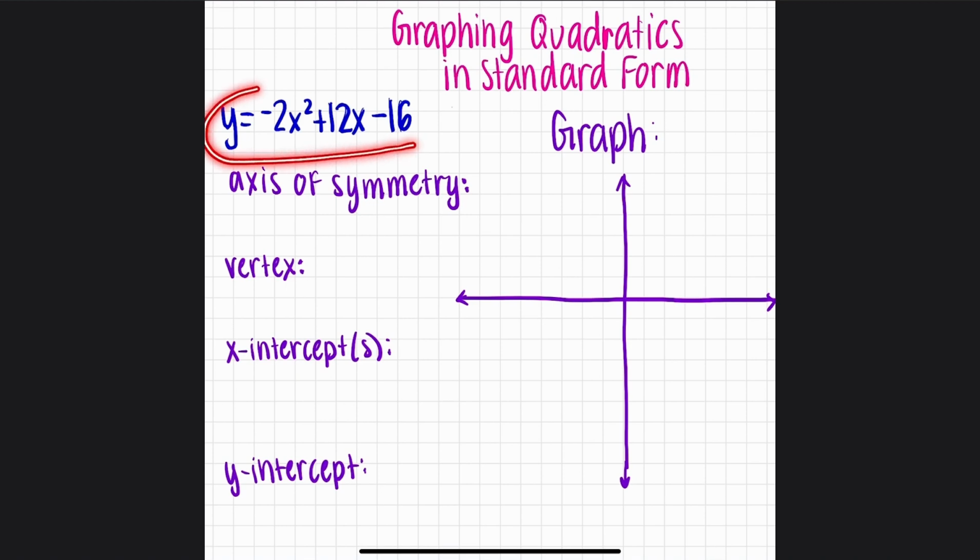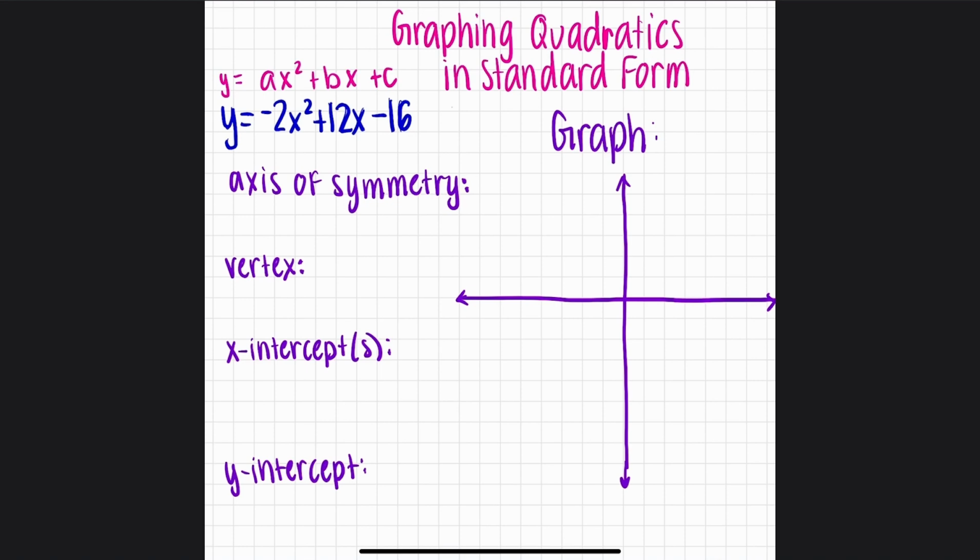It's y equals ax squared, and I'll write the standard form up here, just the general form. It's y equals ax squared plus bx plus c. And that's what our equation is in right now.